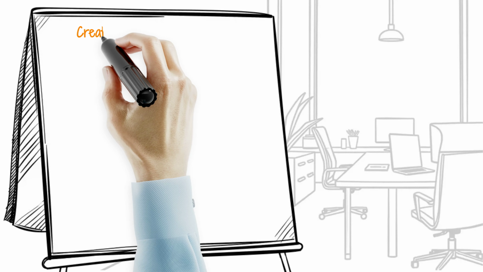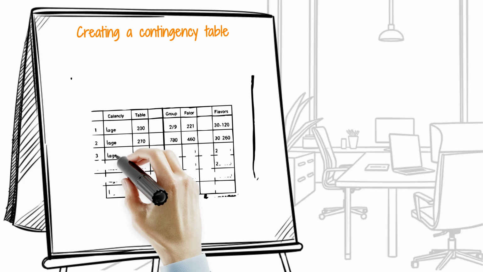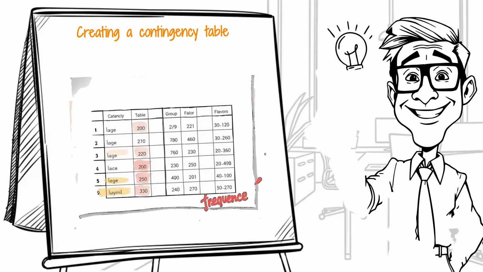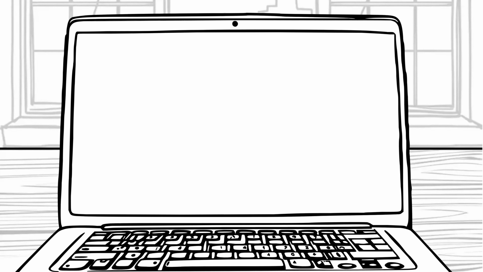First, you create a contingency table. This table organizes the data, showing the frequency distribution of the variables. One axis lists the age groups, the other, the ice cream flavors. The cells of the table show the count of observations for each combination of age and flavor.